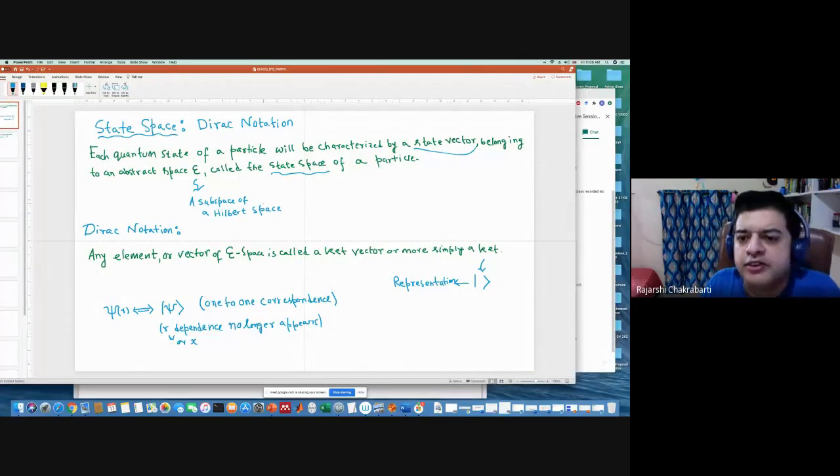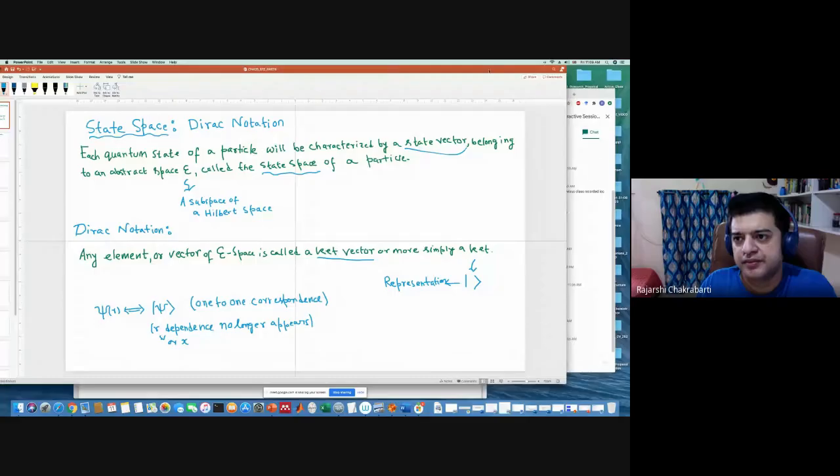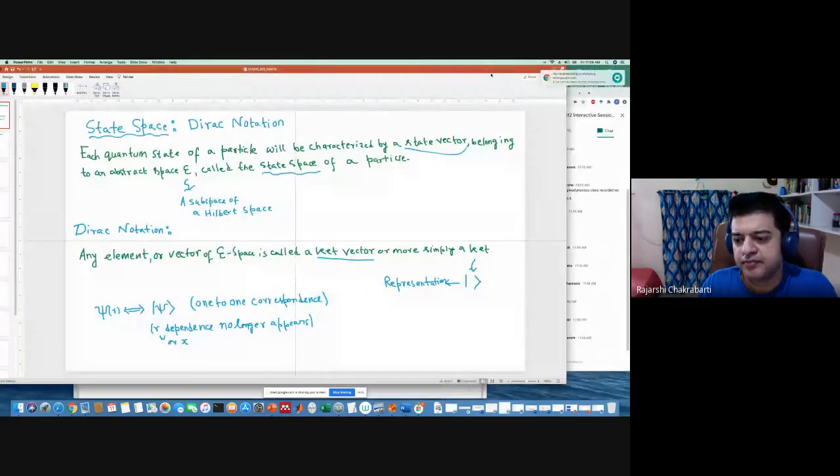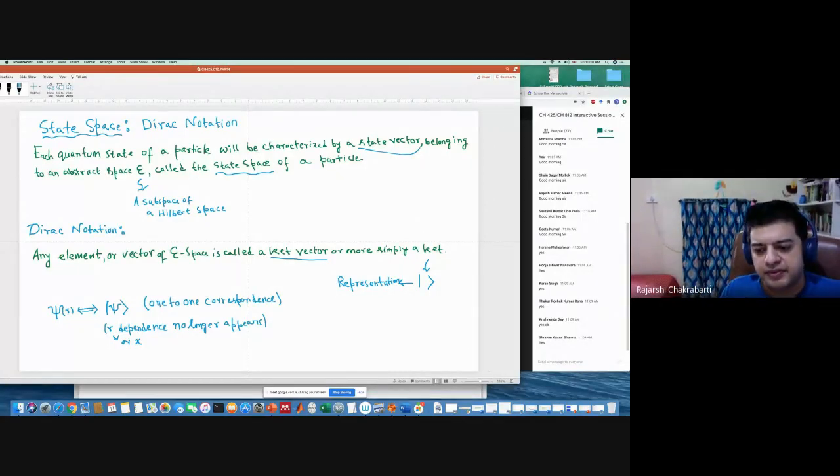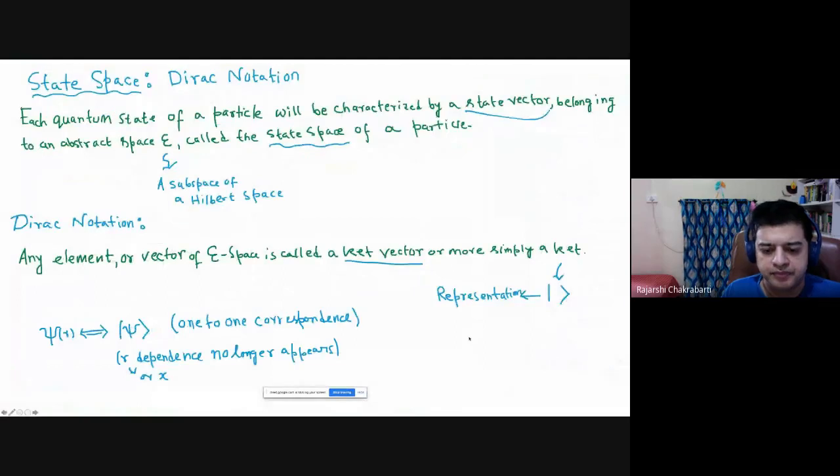And we use notation for this state space. These notations are called Dirac notation. So any element or vector in this space is called a Kate vector, or simply a Kate. And this is how it is represented. Okay, can you see the sign, all of you? This is the way it is represented. Can you see? Please write down in the chat box. I hope you can. Yes. Okay, so this is how the Kate is represented.